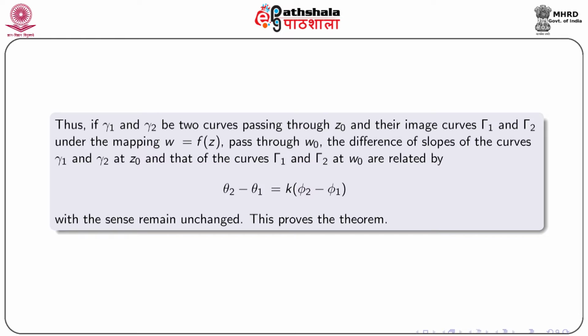Therefore, if γ1 and γ2 are two curves passing through z0, and their image curves Γ1 and Γ2 under the mapping w = f(z) pass through w0, the difference of slopes of the curves γ1 and γ2 at z0 and that of the curves Γ1 and Γ2 at w0 are related by θ2 - θ1 = k(φ2 - φ1), with the sense remaining unchanged. This proves the result.